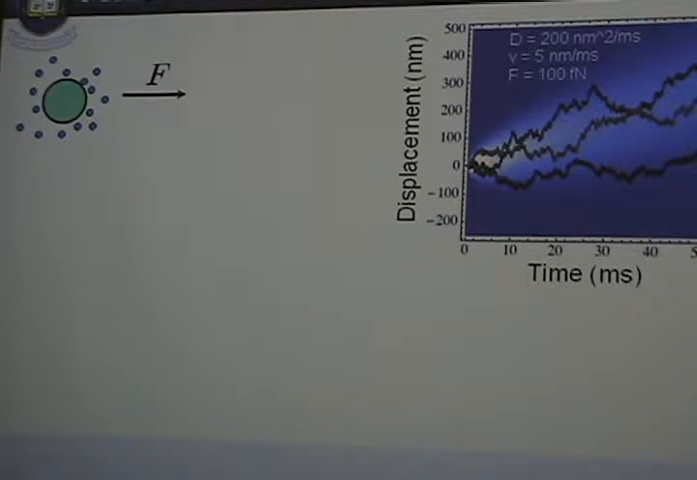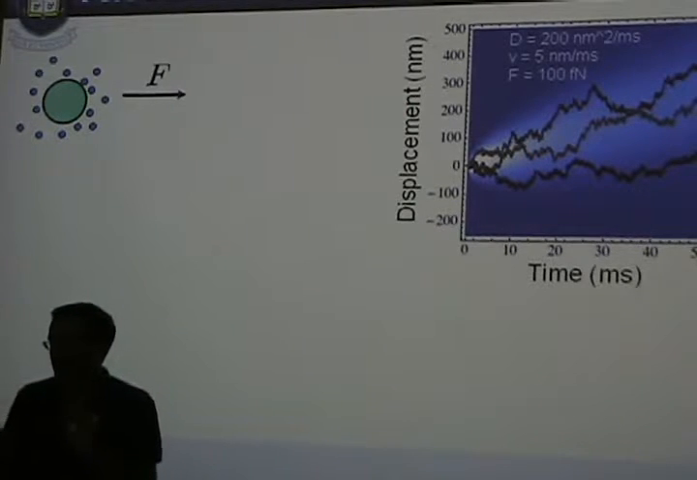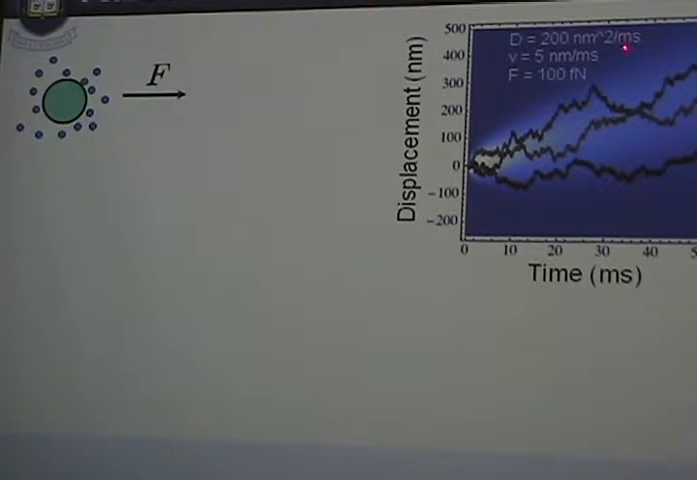So let's do a little thought experiment where imagine that we have some particle in a fluid and we apply a force to it. And we're going to say that force is 100 femtonewtons. And we're going to put in the right values for the diffusion coefficient and the velocity due to that force. And what you would typically see if you looked at a single trace of an experiment of displacement versus time, all three of these traces have the same force on the particle, but you can see they have very different dynamics. In fact, the force is trying to push them up, but occasionally there's a finite probability that they'll even go in the opposite direction. So you have to come up with ways of dealing with the statistics.